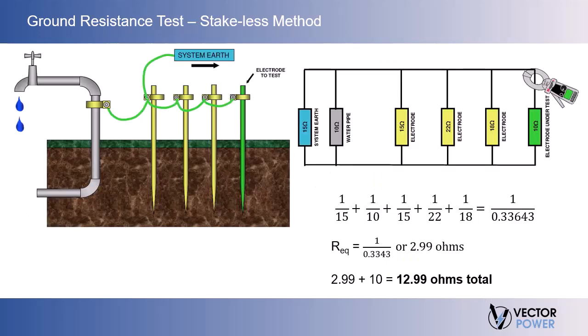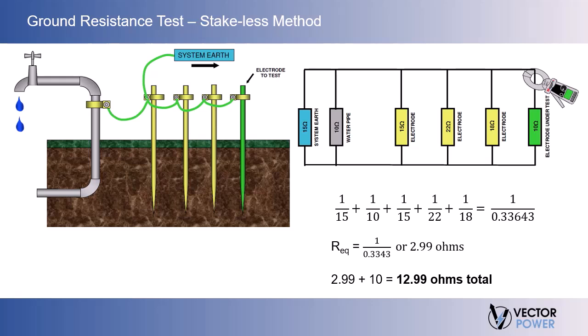Let's look at the following grounding system to understand how the stakeless method works. Each element in the circuit, the water pipe, system earth, and other electrodes, has a resistance to earth. The clamp-on earth tester treats these elements as being parallel and in series with the electrode being tested. Therefore, the instrument will measure the whole loop resistance and not just the electrode under test.